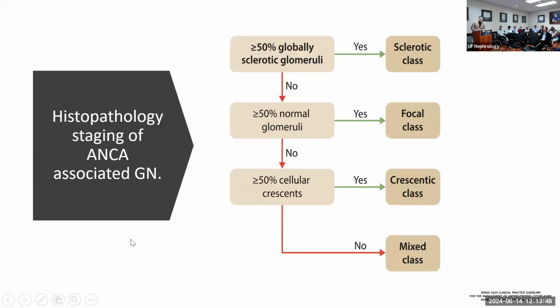This is the histopathologic classification of ANCA-associated glomerulonephritis. If more than 50% of the glomeruli are globally sclerotic, it is the sclerotic class. If more than 50% are normal, it is the focal class. If more than 50% have cellular crescents, it is the crescentic class, and otherwise the mixed class. Why are these important? The sclerotic class is associated with a poor outcome, the focal class with a favorable outcome and good prognosis, and for the crescentic class, discrepancies have been reported.